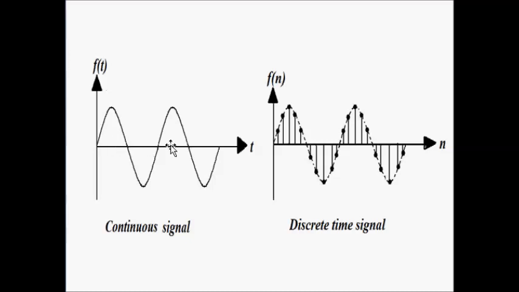Okay, the amplitude values at each and every interval of time are considered, whereas in a discrete time signal only the amplitude values at specific points are considered. You see the black dots, these are the points where the amplitude values f of n are considered, and all the other points are not considered. That is the only disadvantage of a discrete time signal, because there is a loss of information, because we are not considering the points between these black dots.